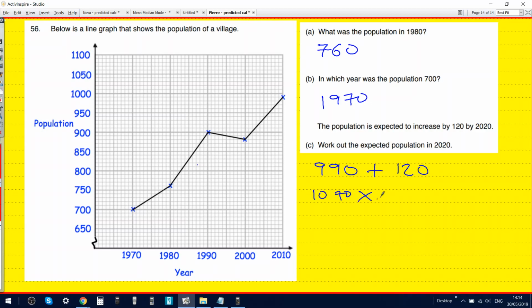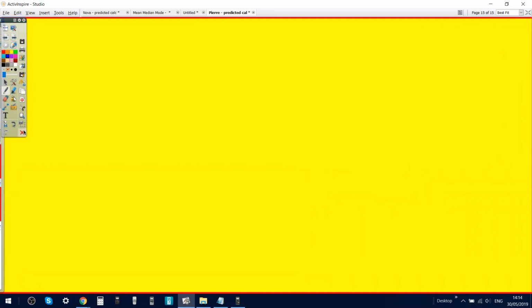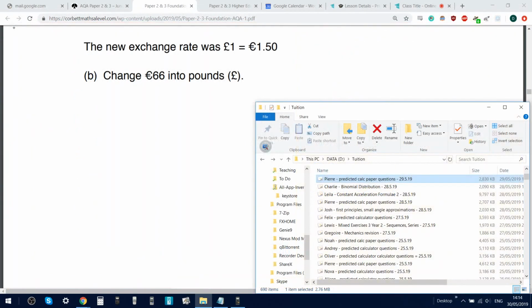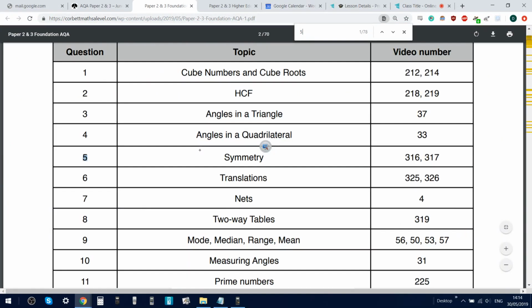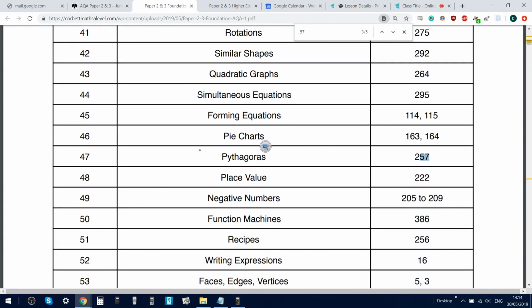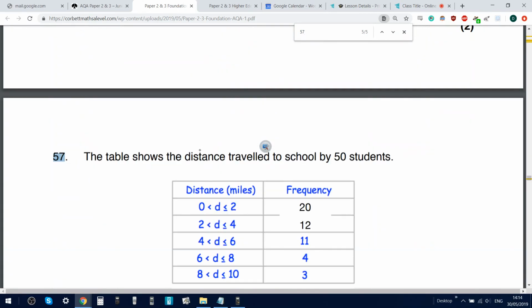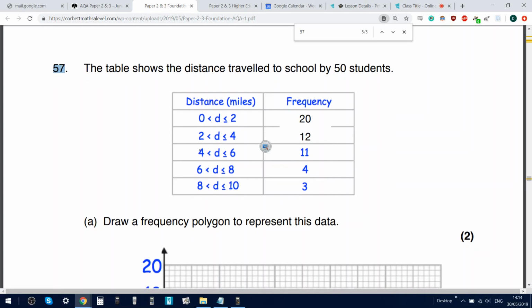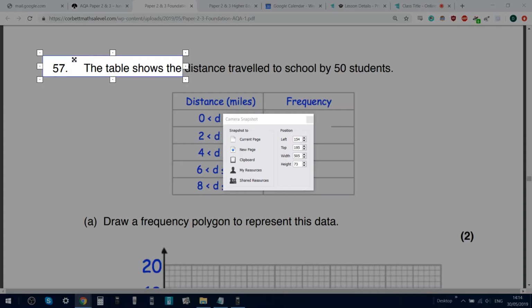So that is 1110. Right. So just calculator. Construct the equation and calculate. I think that's okay. So that's 56. Question 57. Okay, so now you have to draw your own frequency polygon.